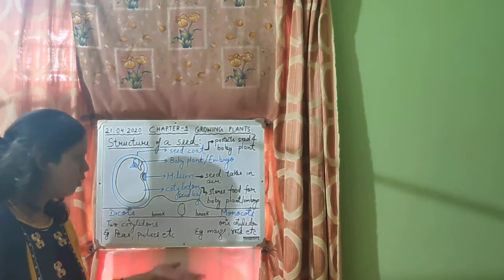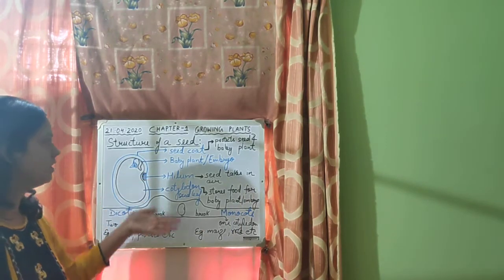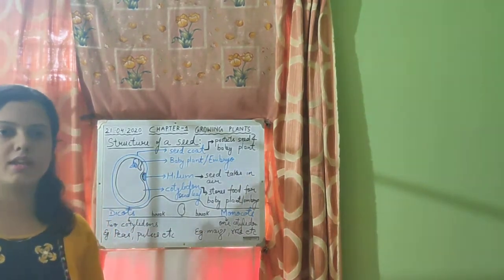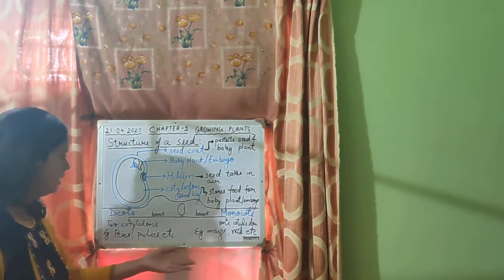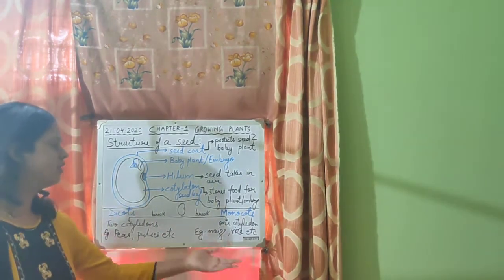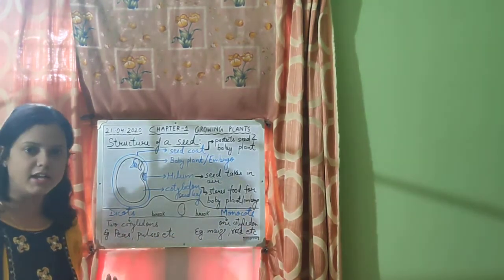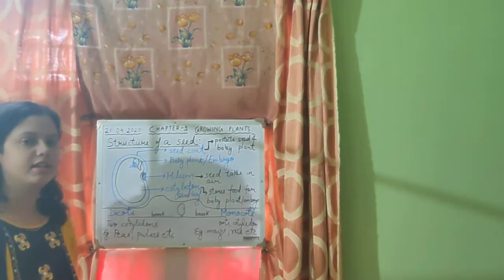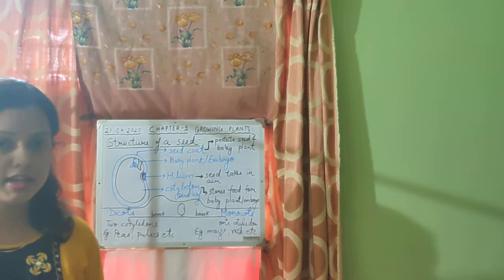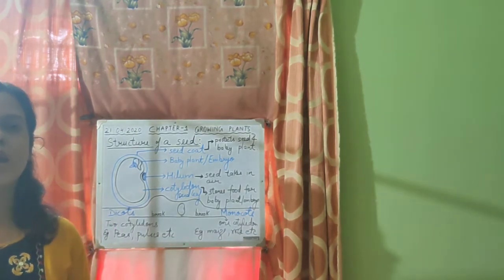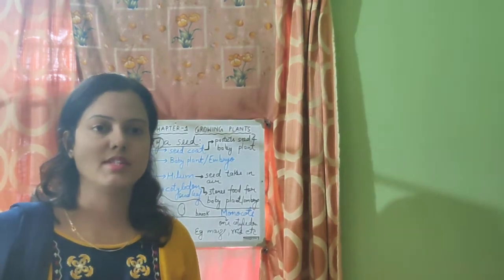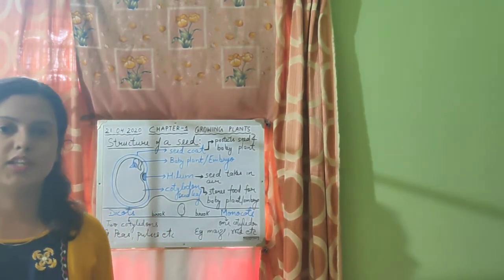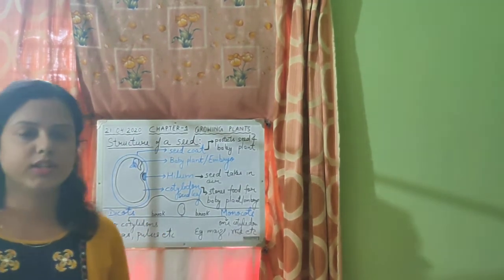Now, I hope that you understood the structure of the seed. If you have any query, you can post it on my personal number. Also, you might now have understood the difference between monocots and dicot plants. Now, in the next video, we would be seeing how a new plant grows from a seed. What are the requirements of a seed to reproduce a new plant? So, meet you in the next video.